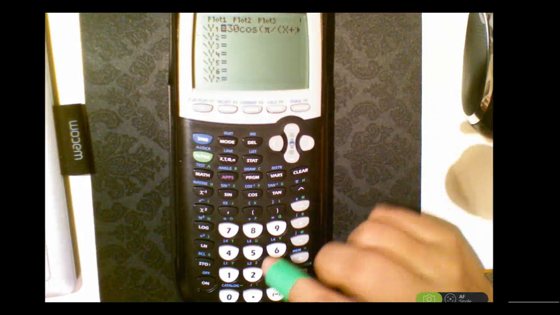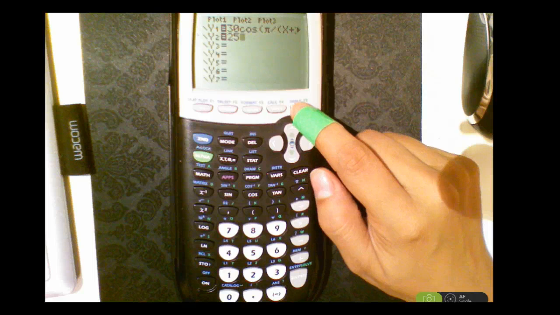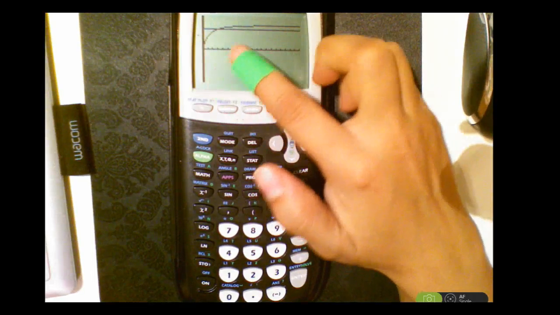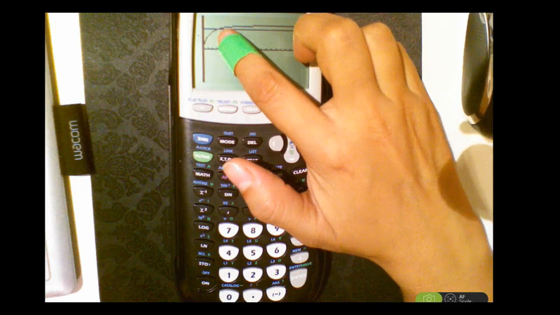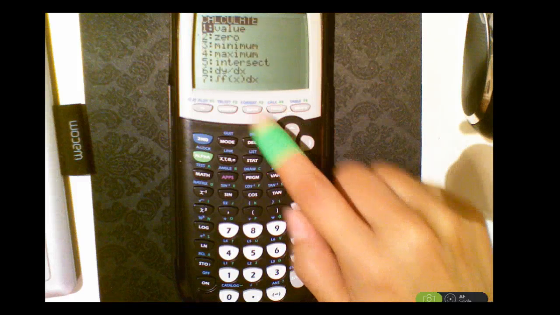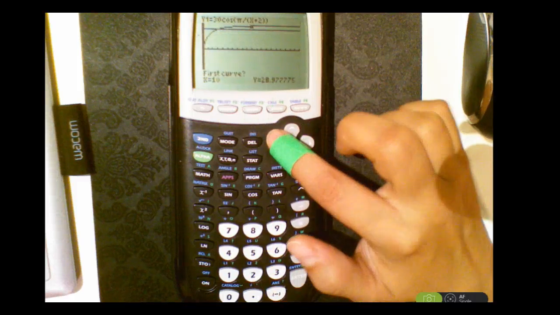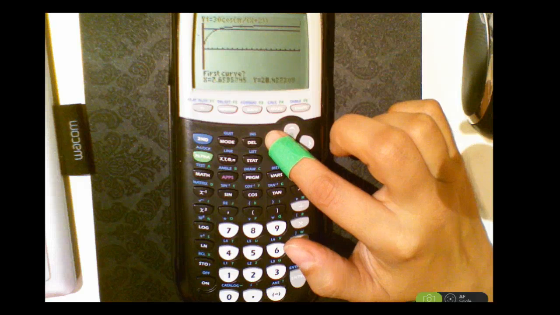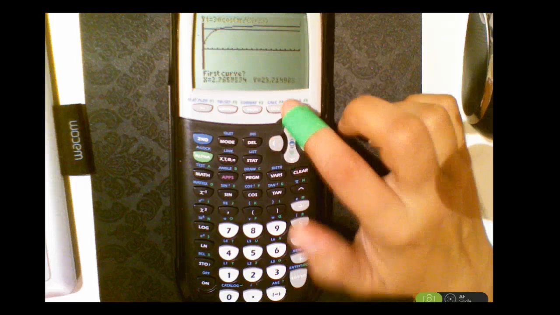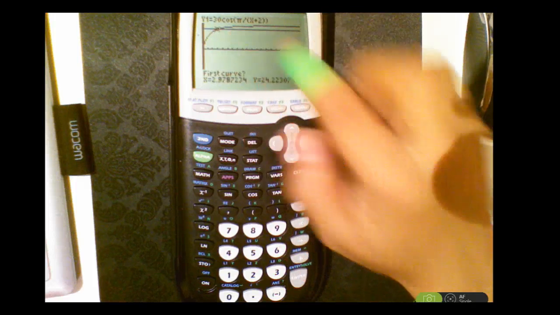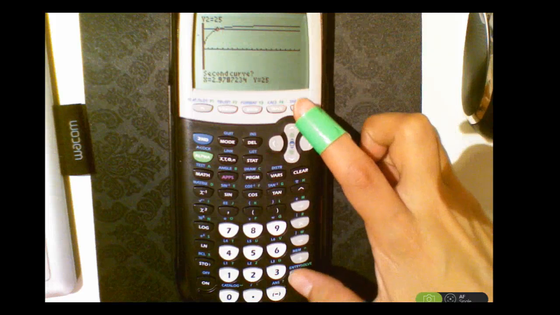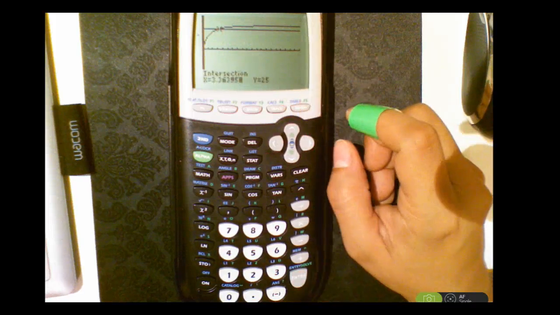Alright, so let's go ahead and enter our y2 as 25, and hit graph. We want to know when these two functions intersect. They clearly intersect at this point here. To find that point, we go to second trace, 5 for intersect. We move towards that point of intersection on the first curve. Right now I'm on the cosine curve, and I'll hit enter. Now I'm on the straight line, and I'll hit enter, enter again.